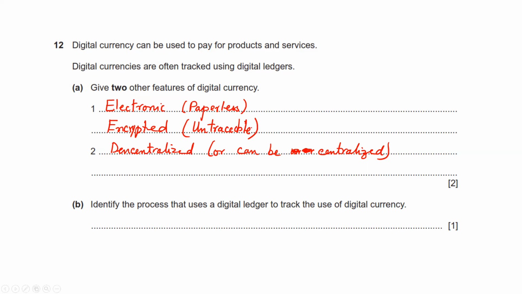Okay. Then it says part B, identify the process that uses digital ledger to track the use of digital currency. This is the blockchain process. This is the process that is used.